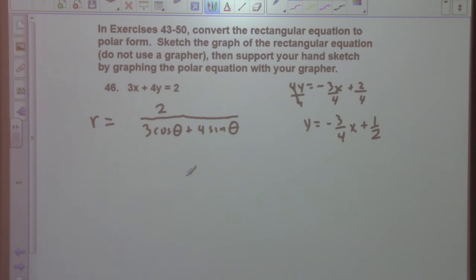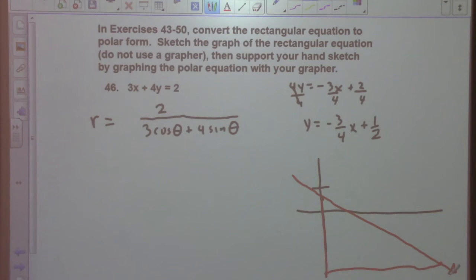Okay, was this the equation you got for this one here? Yeah, okay. And then your rectangular equation looks like this, and then you should see something like, if I didn't make a mistake, you should see your y-intercept right here, and you should see the thing go down 3 over 4 like this. So you should see something like this. Does that look about right? Yeah, Elizabeth says so. Okay.